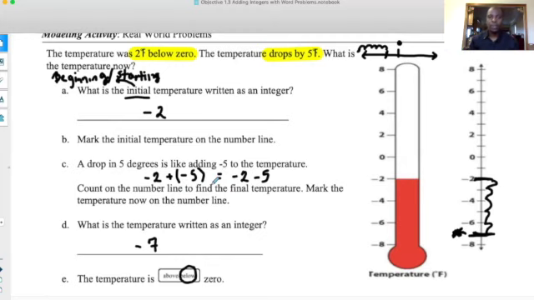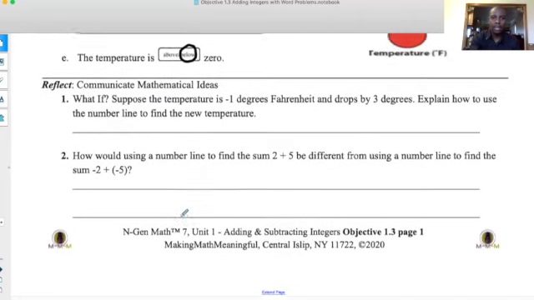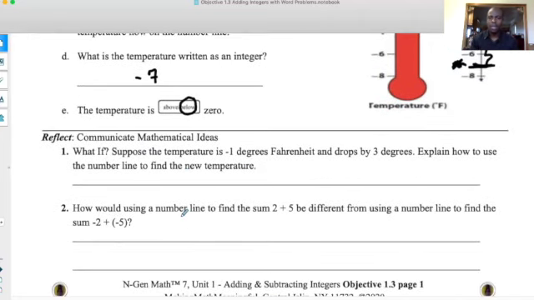All right? What I want you to do is carefully read the independent practice problems that you have. And I believe there are some reflection questions before I jump on. Take a second to read these reflection questions and think on them. Suppose the temperature is -1 and it drops by 3 degrees. Explain how you would use a number line to find the new temperature. What would you do? The number line can be vertical or horizontal, whichever you prefer, but I want you to think about it. -1 drops by 3. Explain how we use the number line.